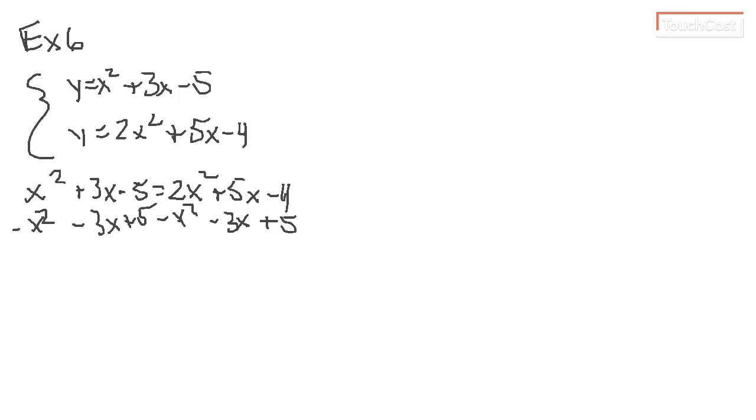On the left side, in fact, everything's going to zero out. 2x squared minus x squared gives us 1x squared. 5x minus 3x gives us plus 2x. And negative 4 plus 5 gives us a plus 1.